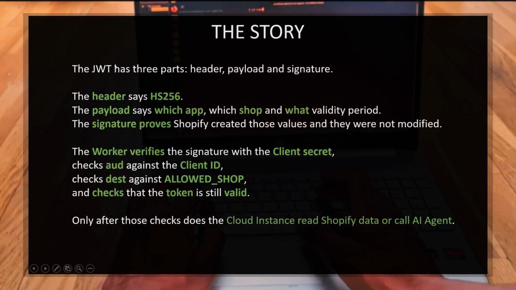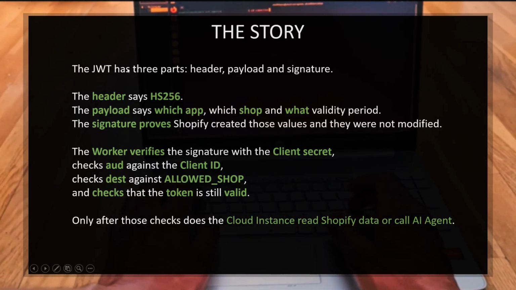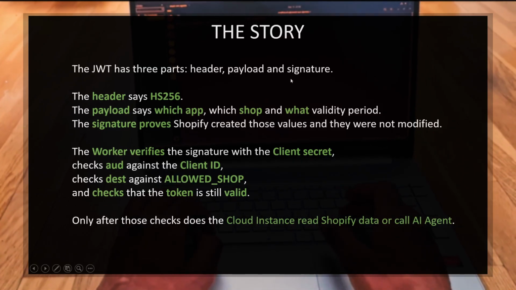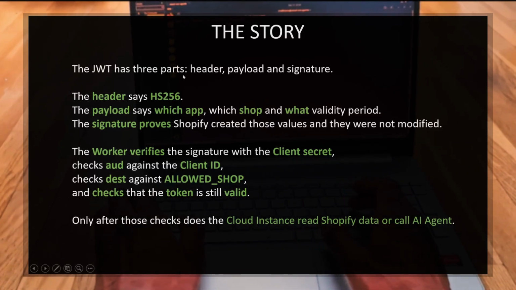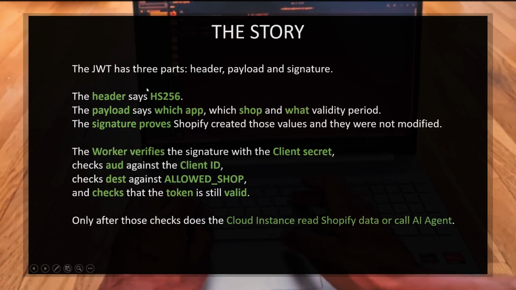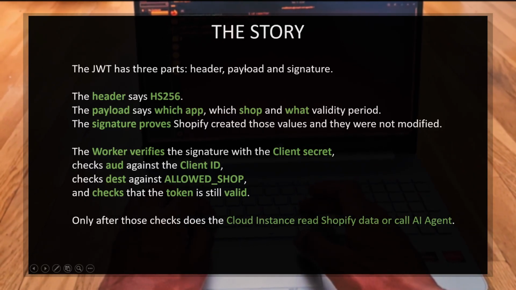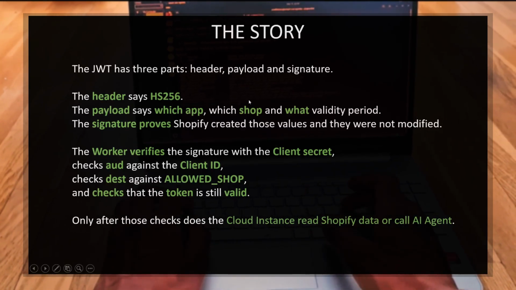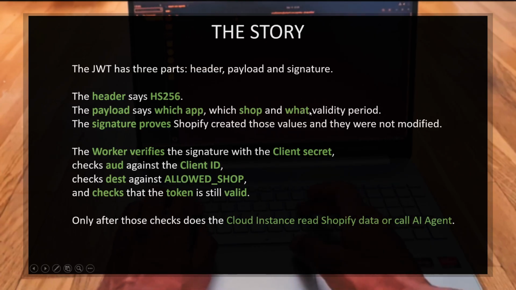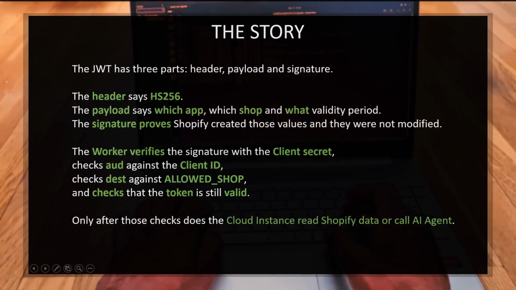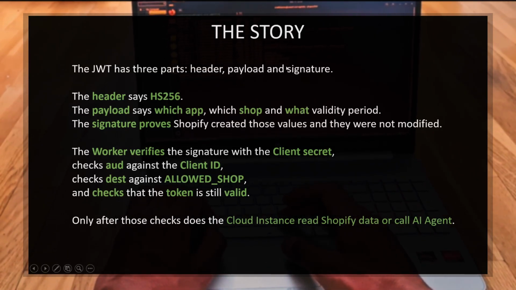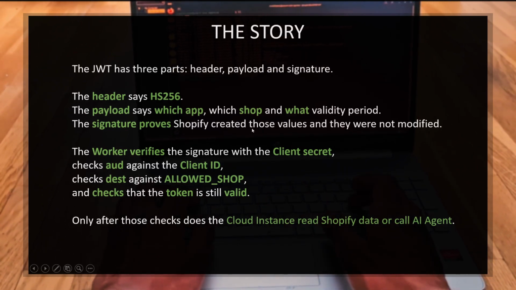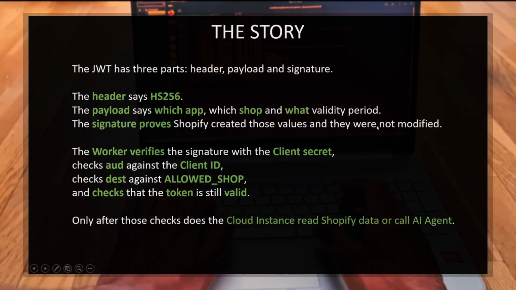So the JWT has three parts: the header, the payload, and the signature. The header says HS256, an HMAC hash algorithm. The payload says which app, which shop, and what validity period. While the signature proves Shopify created those values and they were not modified.